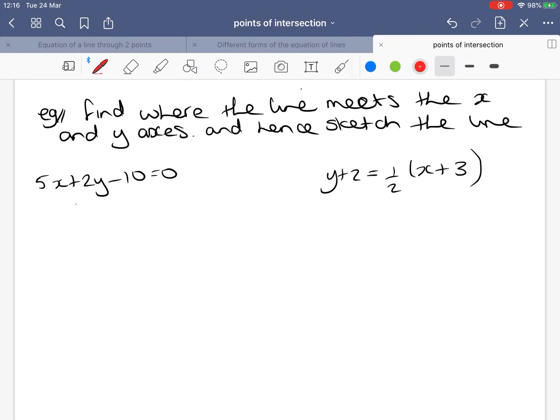Now in last lesson we learnt that there's two new forms of writing the equation of the line, this standard form and this gradient point form. But we can use what we've just said to find where they cross the x and the y axis.